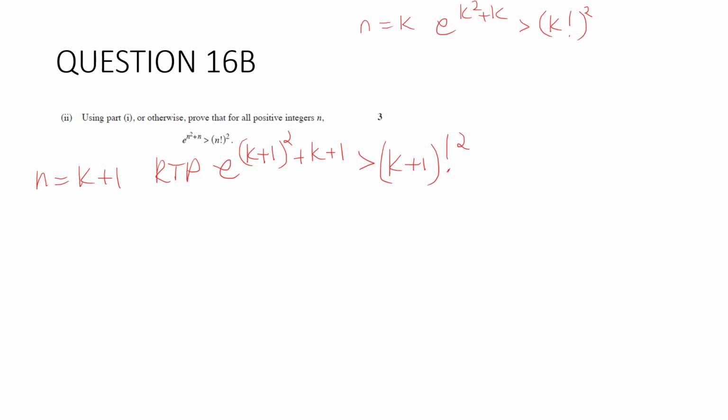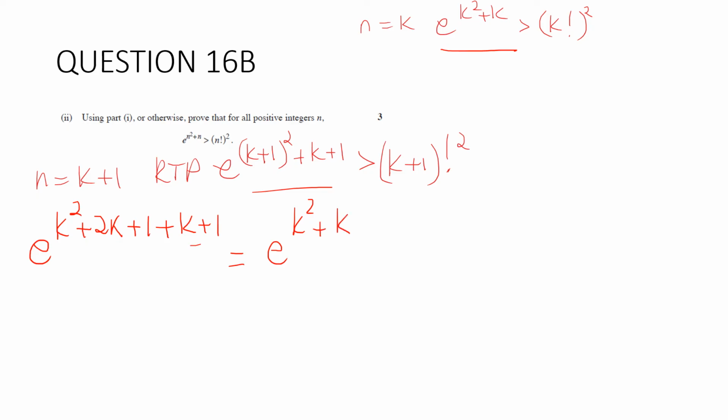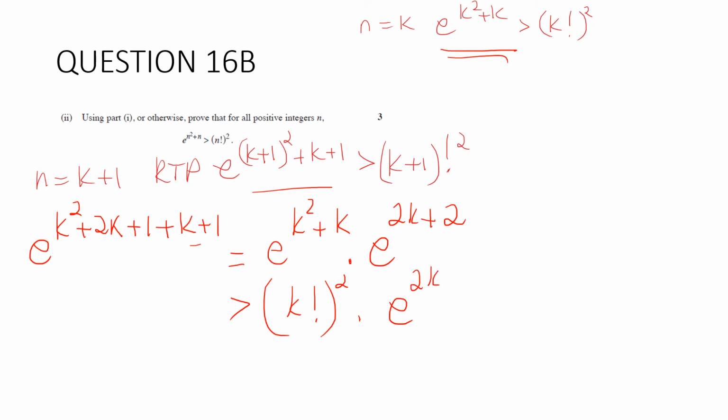So let's begin. We'll start here. E to the k squared plus 2k plus 1 plus k plus 1 is equal to, now I want to match this, e to the k squared plus k, what are we left with here, times e to the 2k plus 2. Now we know from our assumption that this is going to be greater than k factorial all squared multiplied by e to the 2k plus 2 by assumption.